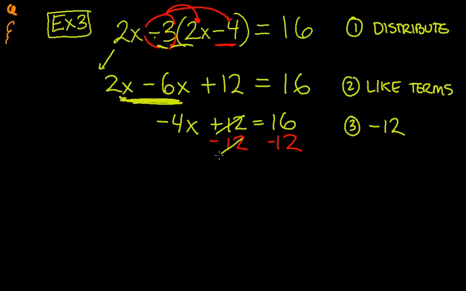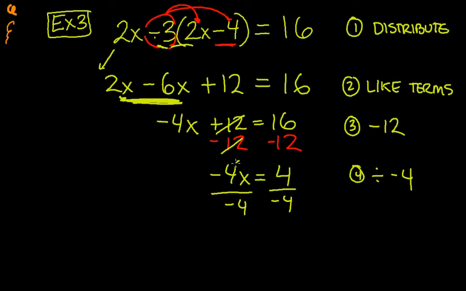These colors are cool. Minus 12 on each side. So these cancel. Negative 4x equals 4. And then the last step here, divide by negative 4 on both sides. The 4's cancel. Sorry, and the negatives cancel. So x equals 4 divided by 4 is 1. And this negative sign that's hanging out here is still there. Nothing canceled it out, so the answer is negative 1. And that's our answer.